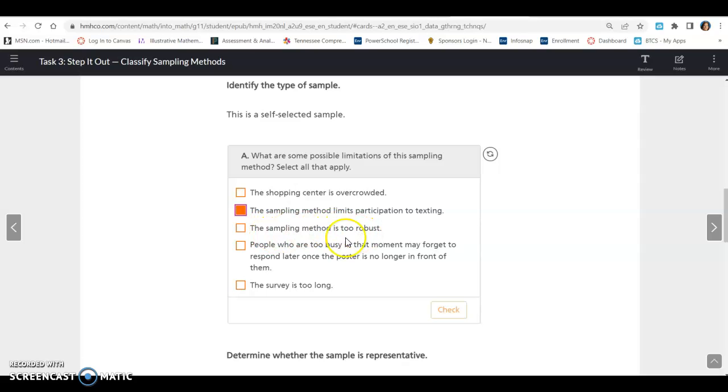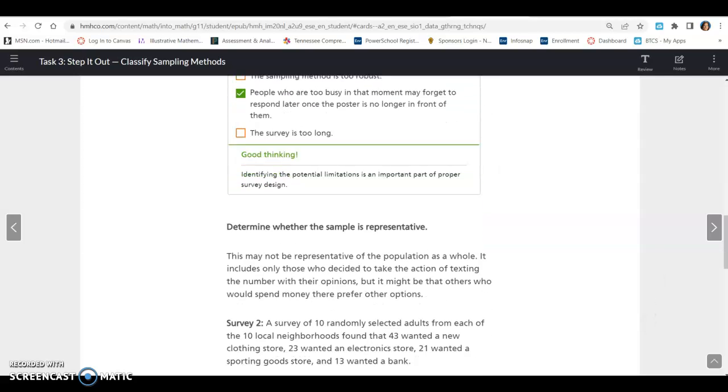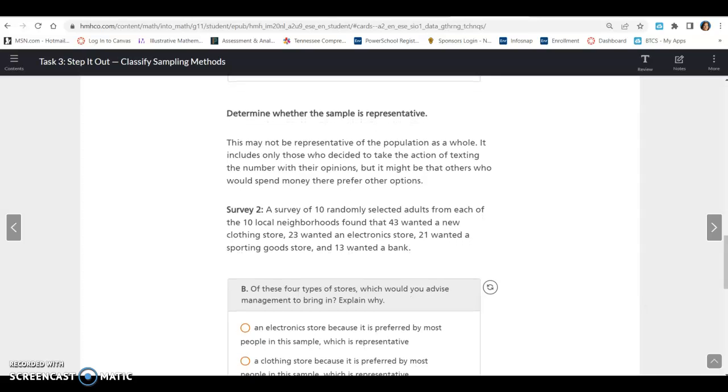The sampling method is too robust. People who are too busy in the moment may forget to respond later once the poster is no longer in front of them. That also could be true. If they're too busy at the time and then they don't see it again, then they may forget. And the survey's too long. Probably the survey's not very long. It's one question, right? So, all right.